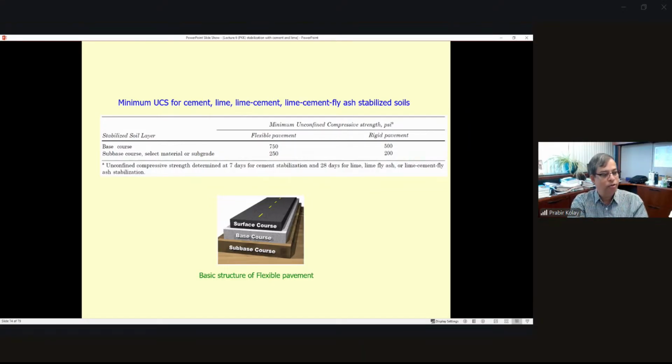Sub base course is the lower bottom. The base, sub base course, base course, and surface course. So sub base, most of the time, the native soil is below this sub base course basically. And then we need to stabilize or improve. For the rigid pavement, obviously the flexible pavement is the asphalt one. The rigid pavement is basically the concrete pavement, and you need more strength compared to the flexible one.